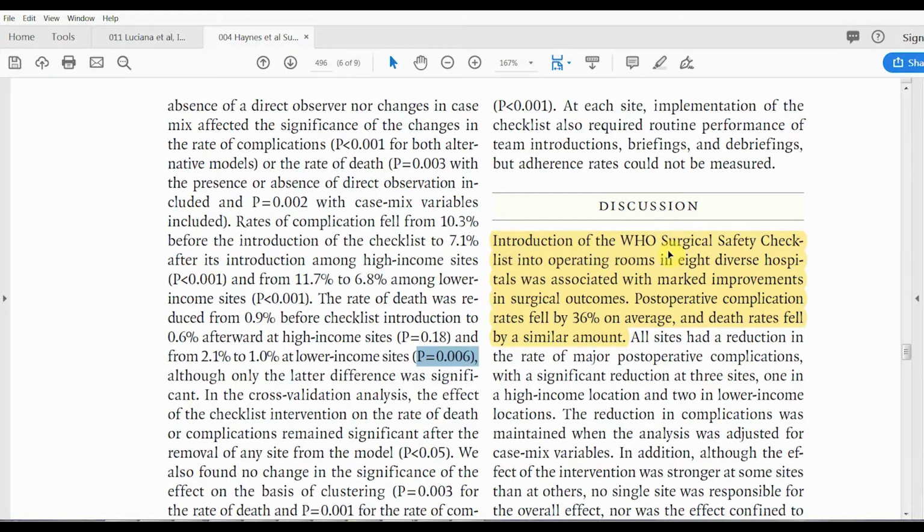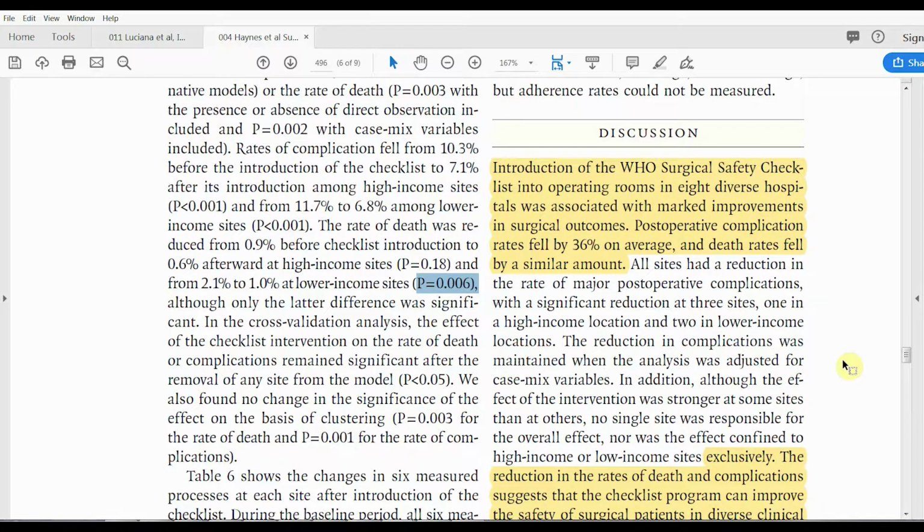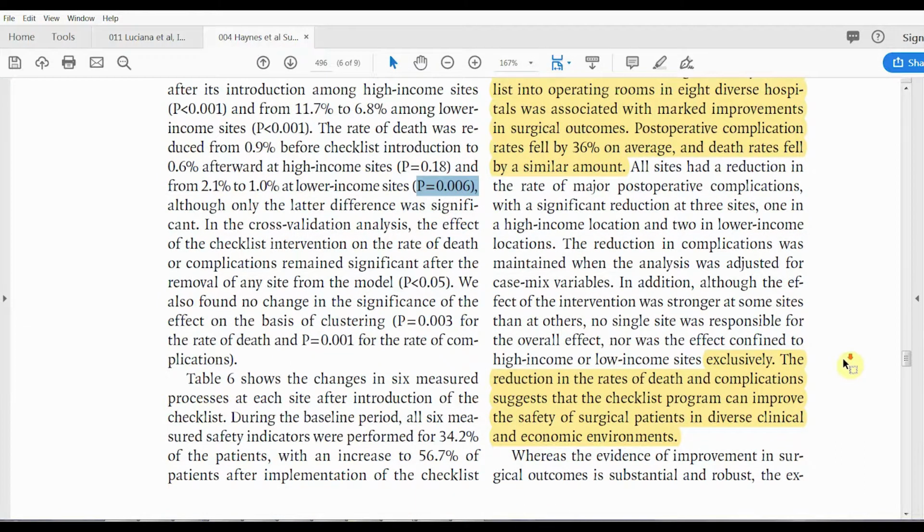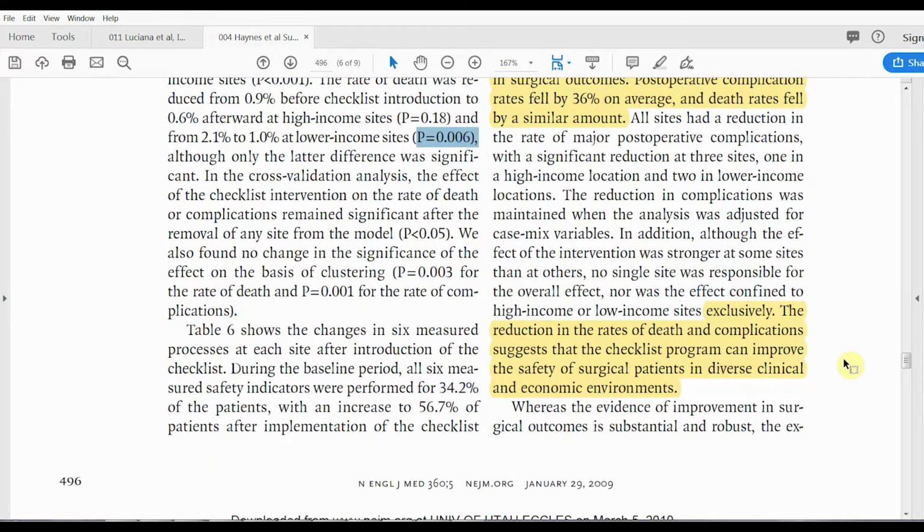Introduction of the WHO surgical safety checklist in operating rooms in 8 diverse hospitals was associated with marked improvements in surgical outcomes. Post-operative complications fell by 36% on average, and death rates fell by a similar amount. So they are starting off by saying, okay, quickly, here are the results that we just barely reported from this experiment. And then they start talking about why those results exist, and they're essentially discussing what they mean.